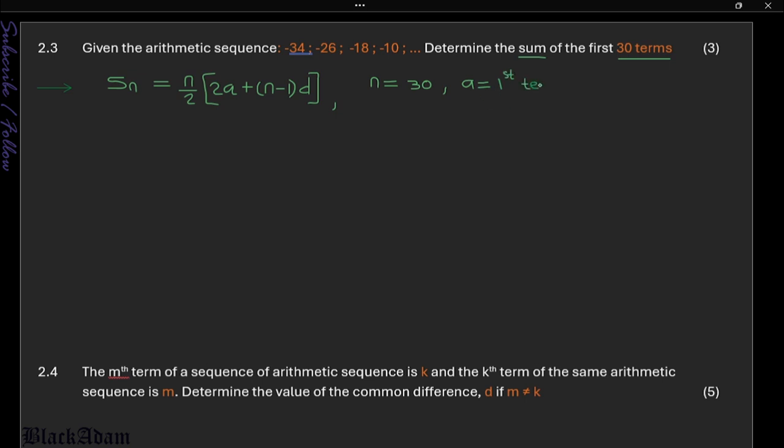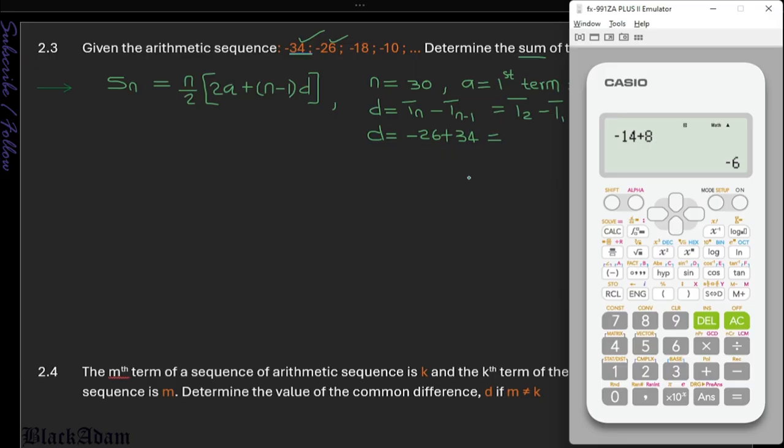the first term. So our first term there is negative 34, so that's negative 34 there. And then we have d there, which is t2 minus t1, the term minus the previous one. So we have negative 26 minus bracket negative 34, and then negative times negative gives us positive, so d is going to be negative 26 plus 34, and then we can just calculate there.